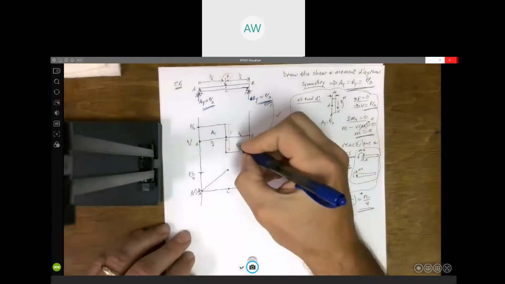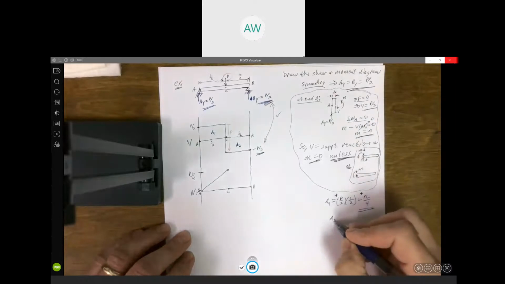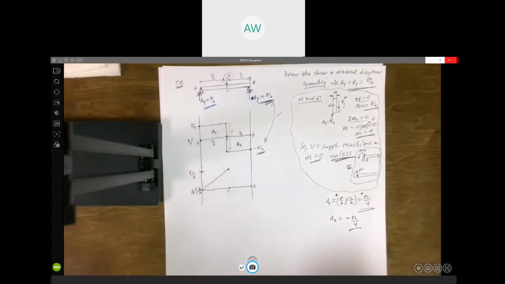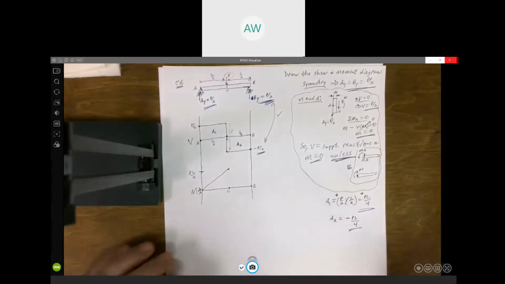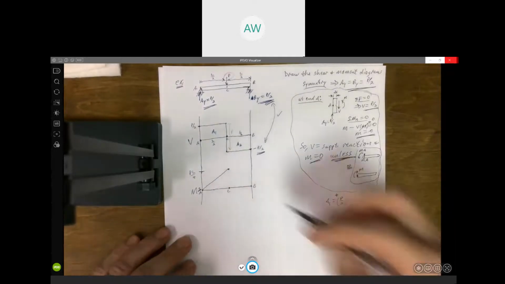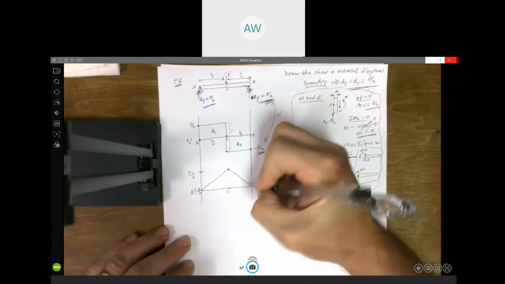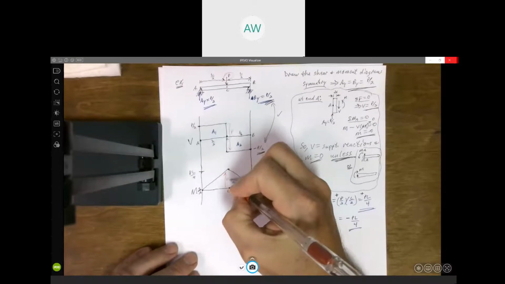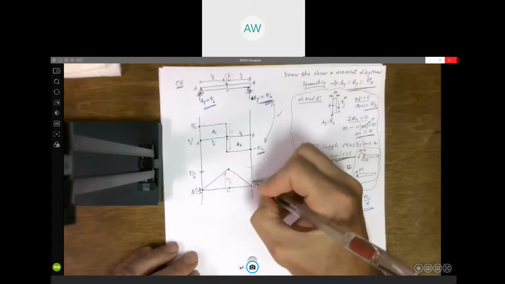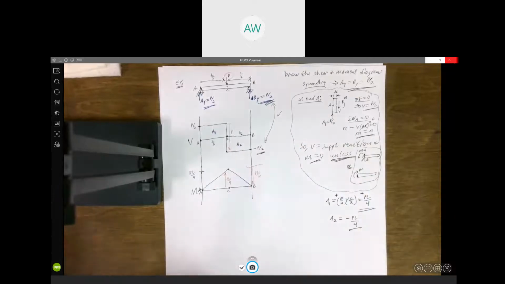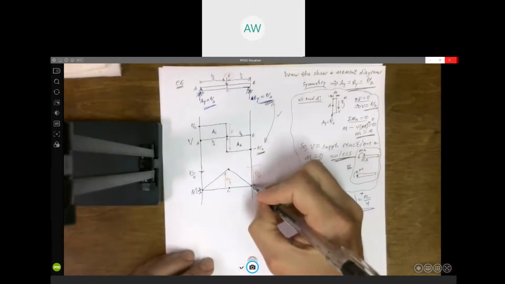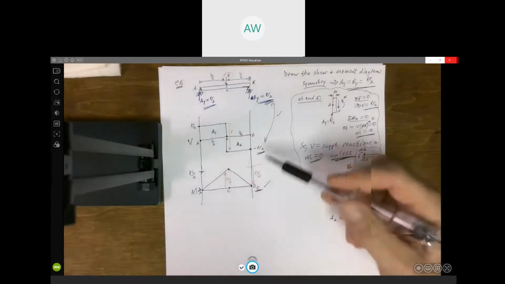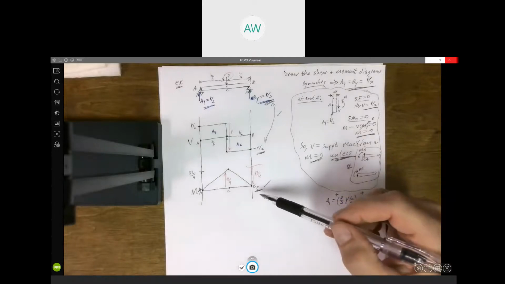Now, A2 is negative. But it's the same. It's a negative PL over 4. It's the area of a rectangle, height times width. We're going to go down PL over 4. And if we go here, again, we're going up PL over 4. Here, we're going down PL over 4. And that puts me right back to 0. Again, if you don't wind up back at 0, we know we did something wrong.